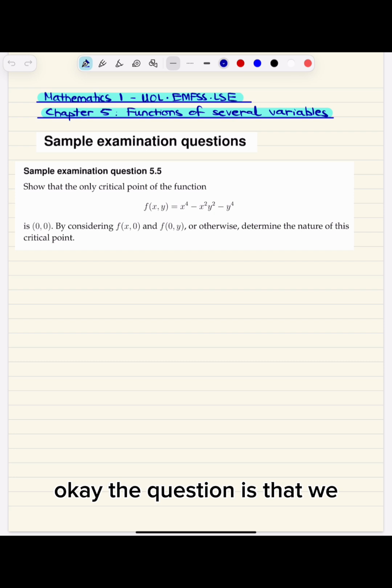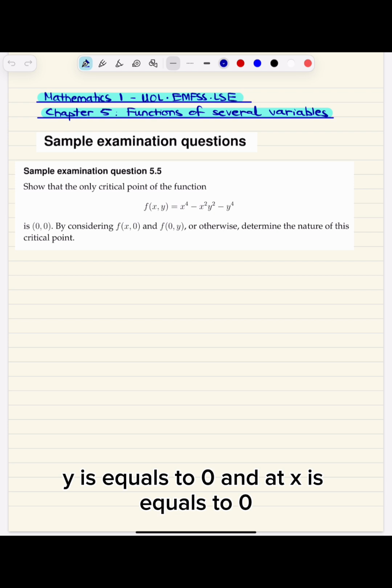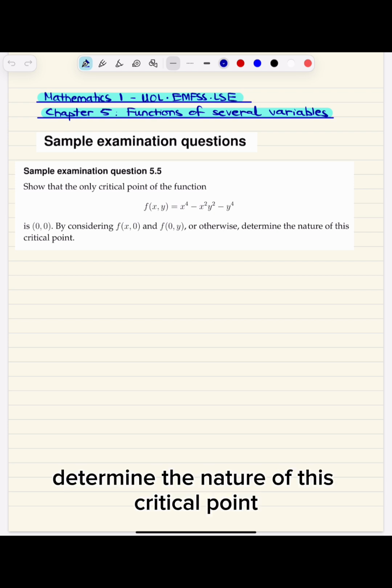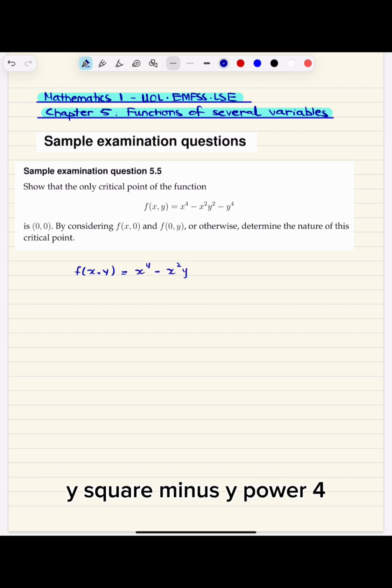Okay, the question is that they want us to show that the only critical point of this function is at the origin. They want us to consider the function when y is equal to 0 and when x is equal to 0, or otherwise determine the nature of this critical point. So the function f(x,y) is x to the power 4 minus x squared y squared minus y to the power 4.